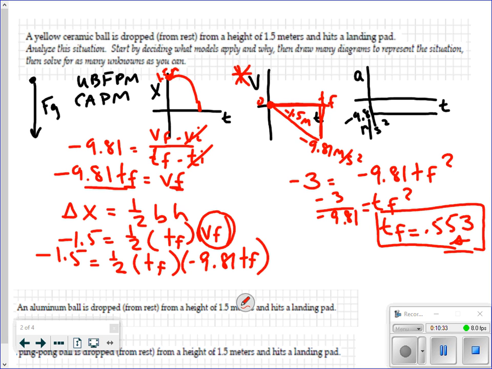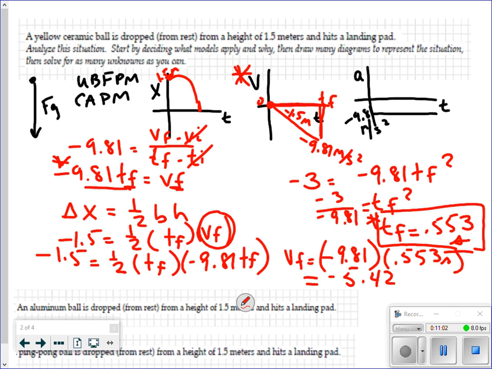All right, next, let's resubstitute back TF. I would guess probably over here in this one and come up with VF. So when we do that, we're going to get a negative VF as well, but that's okay because it's getting faster in the negative direction, so that makes sense. That negative doesn't mean it's slower, it's just directional. So 0.553, and you get a VF of negative 5.42 meters per second. Okay.